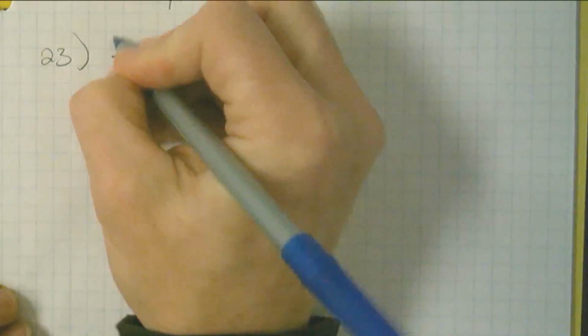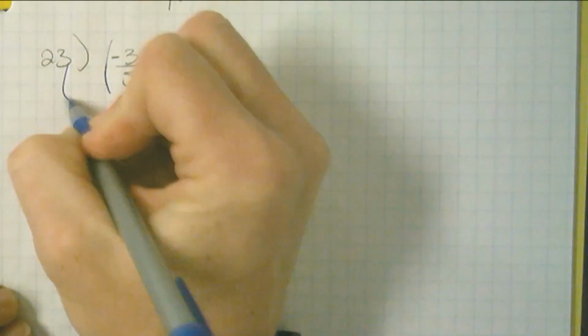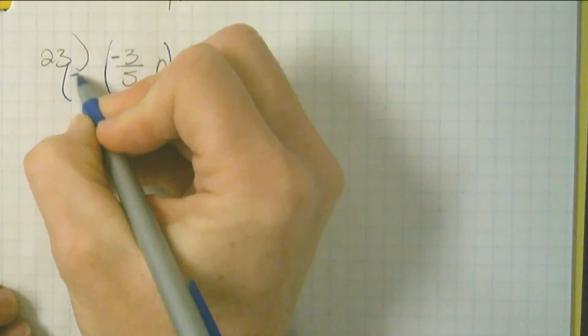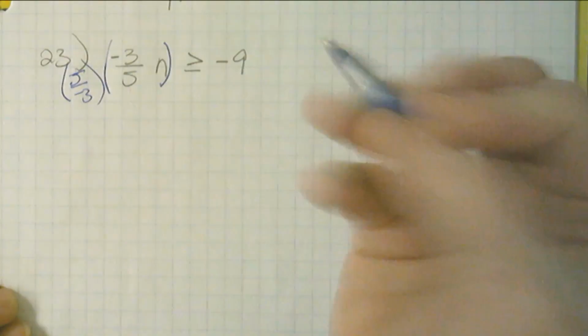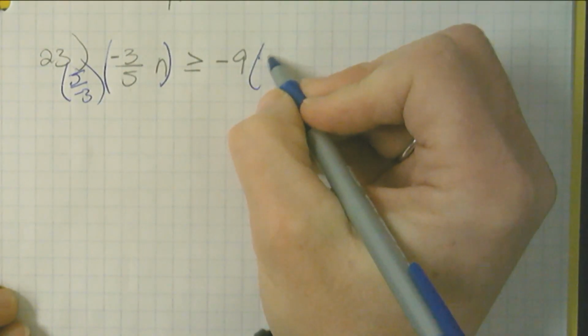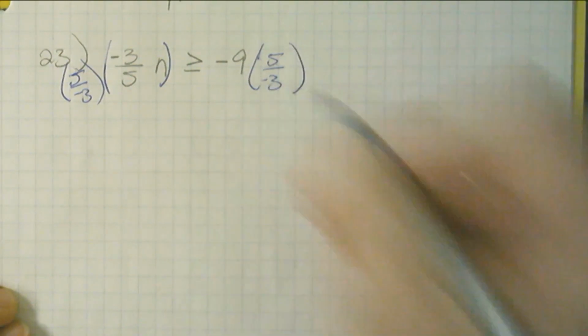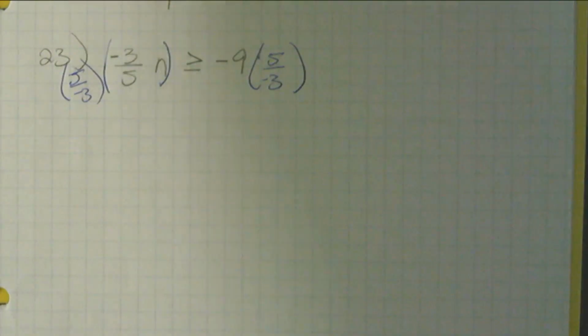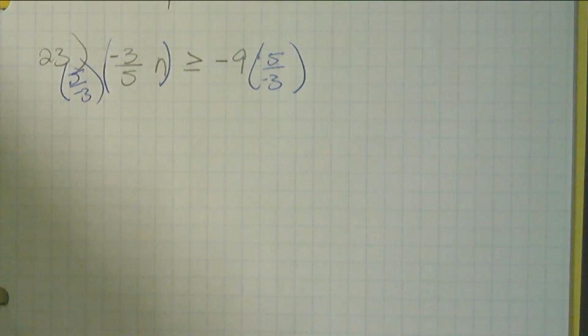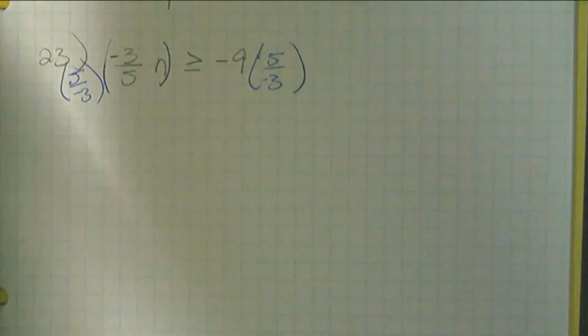Yep, I'm going to multiply by its reciprocal. So what's its reciprocal? Yep, 5 over negative 3, or negative 5 over 3. It doesn't really matter. So I have to do that onto both sides. All right? So I'm multiplying both sides by a negative 5/3.